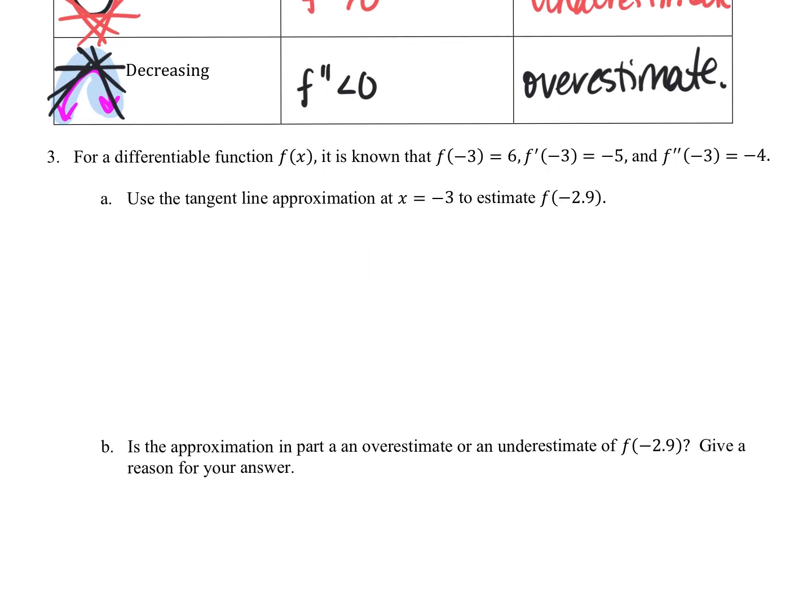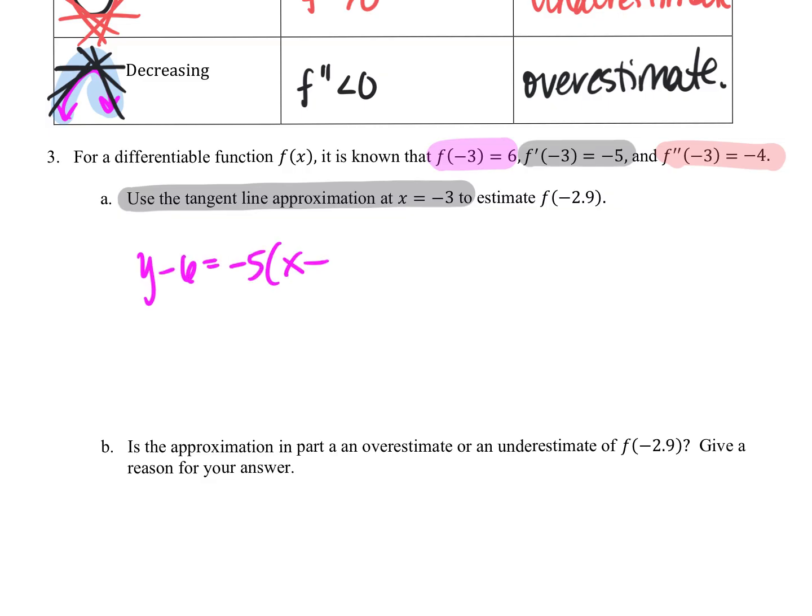Okay, people. For the differentiable function f, we've got f of negative 3 is 6, f prime of negative 3 is negative 5, and my second derivative gave us some info about it. Use the tangent line to approximate when x is negative 3. Let's start with just this. Right here, we need point slope form. Y minus what? 6. Y minus 6. What's my slope? X minus negative 3, so it would be x plus 3. Boom. AP just gave you a point.